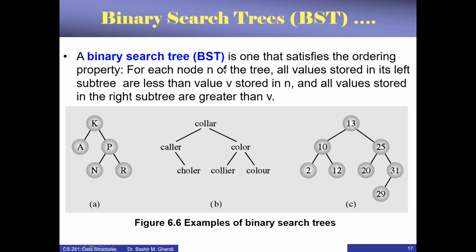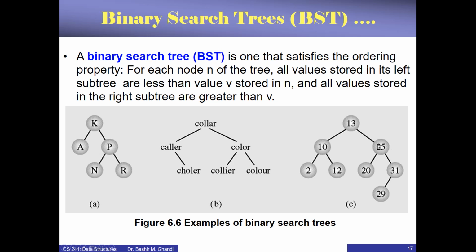So according to this definition, if this is a binary search tree, then all the elements in the left subtree of 13 should be less than 13, and all the values in the right subtree of 13 should be greater than 13. And this should go throughout the tree. It's not only for the root, any node.